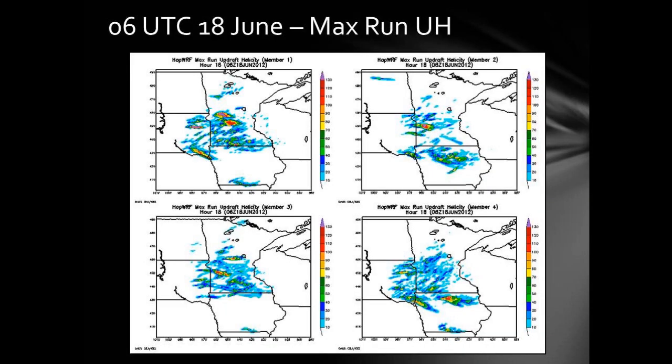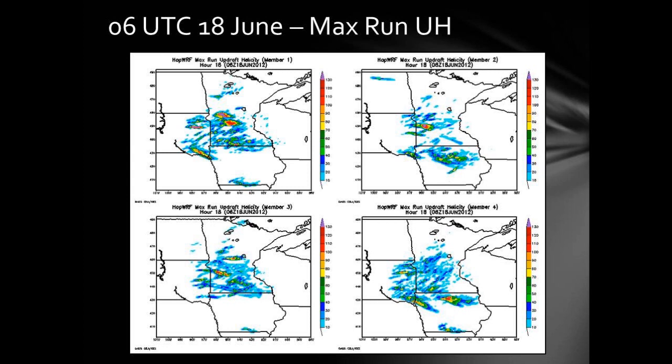Some of the unique products you can get out of these storm scale models are things like the updraft helicity. So this is the maximum updraft helicities over the run from the 4 different members. And what you really see here is the general consensus was if there was going to be a time with mesocyclones and supercells, it was mainly when the activity would be out over the Dakotas and western Minnesota, not so much when it would get into the eastern part of the state.